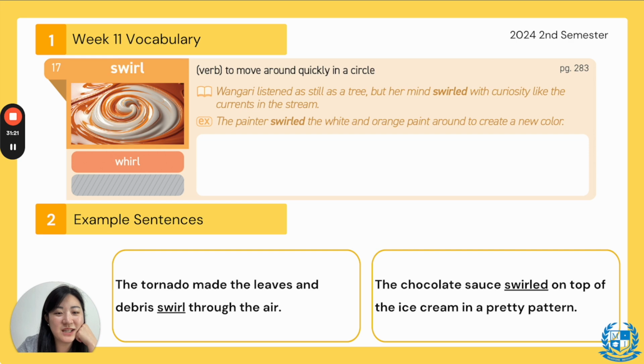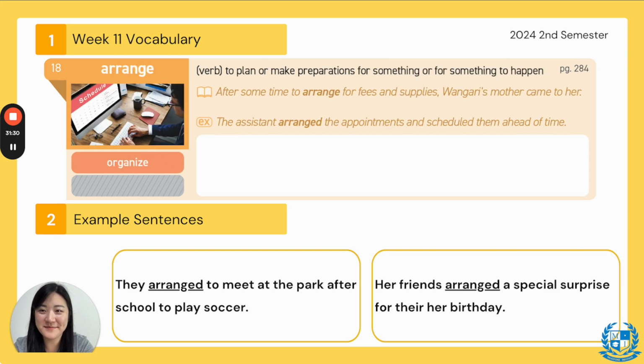Next one. It says the chocolate sauce swirled on top of the ice cream in a pretty pattern. Yum. I want ice cream now with some swirls.